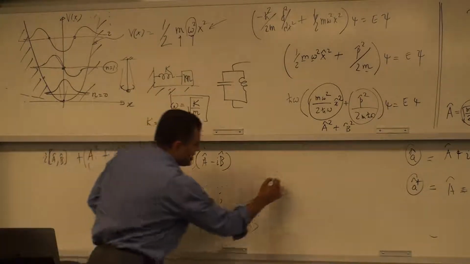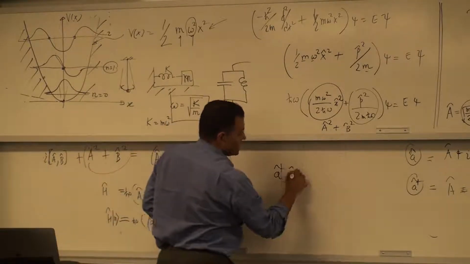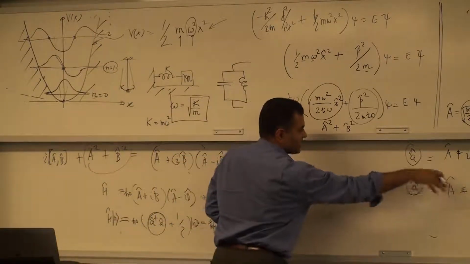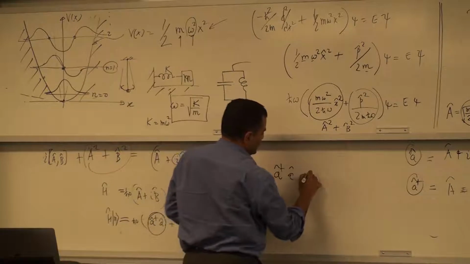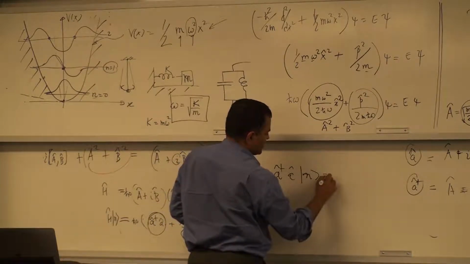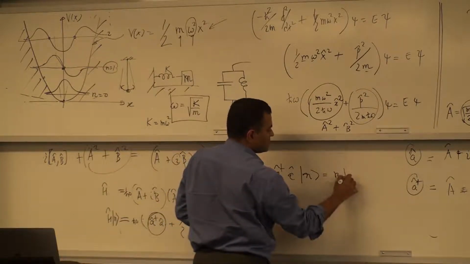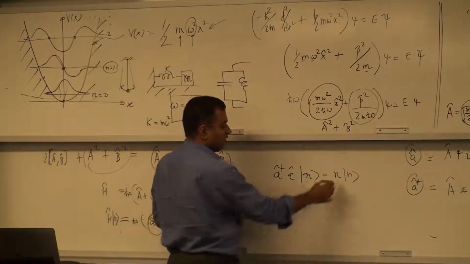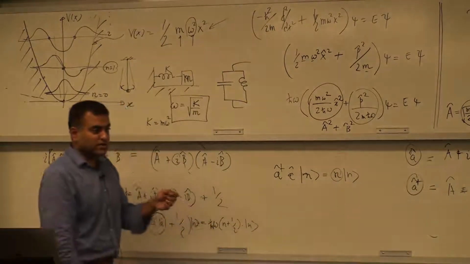If you take A dagger A, where A and A dagger are defined like this, as combinations of x hat and p hat, and you act it on state n of the harmonic oscillator, you get the number n times the state n. So the number n is an eigenvalue of that operator.